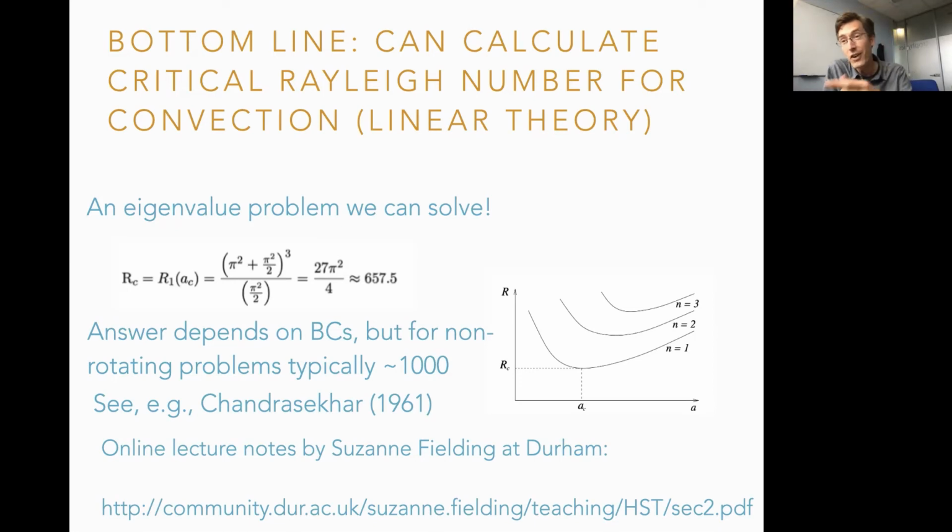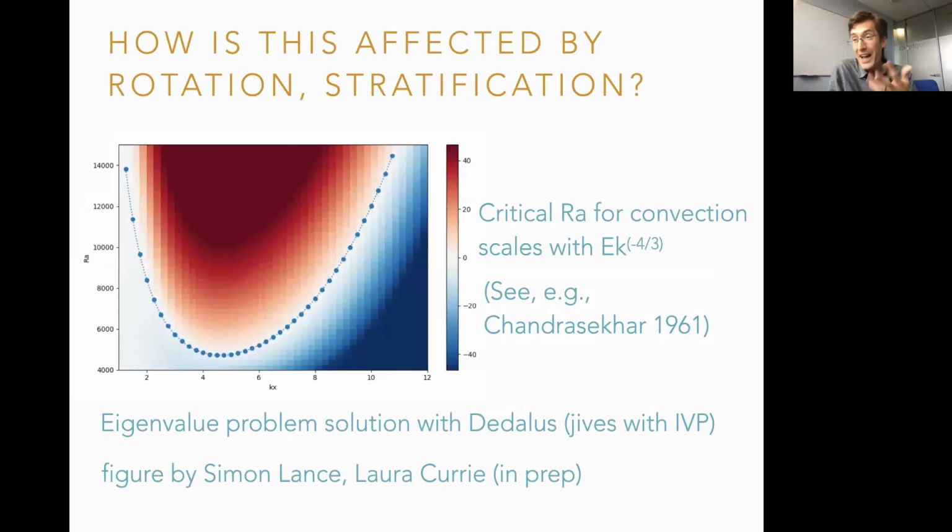Anyway, these online lecture notes by Suzanne Fielding at Durham also walk you through the linear stability calculation in some detail. So I recommend those to you if you're interested. You can also add more and more complicated physics. You could ask how this problem is affected by rotation or by stratification. And if you either can't or don't want to solve the problem analytically, you might do it semi-analytically. I would still class it as an analytical problem, but you can solve it numerically. So this is an example of that kind of eigenvalue problem that you can solve.